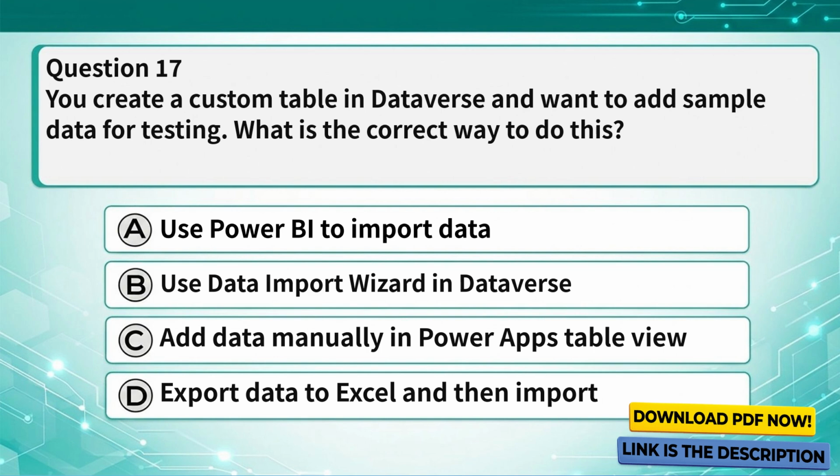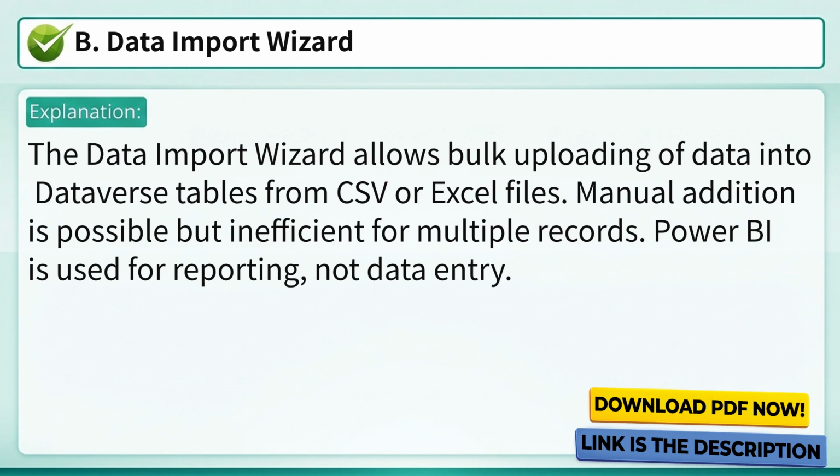Question 17. You create a custom table in Dataverse and want to add sample data for testing. What is the correct way to do this? A. Use Power BI to import data. B. Use Data Import Wizard in Dataverse. C. Add data manually in Power Apps Table View. D. Export data to Excel and then import. Correct answer, B. Data Import Wizard.